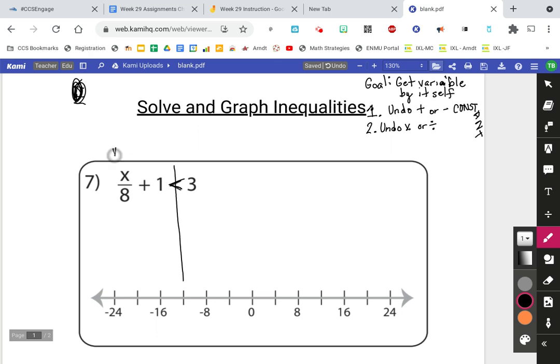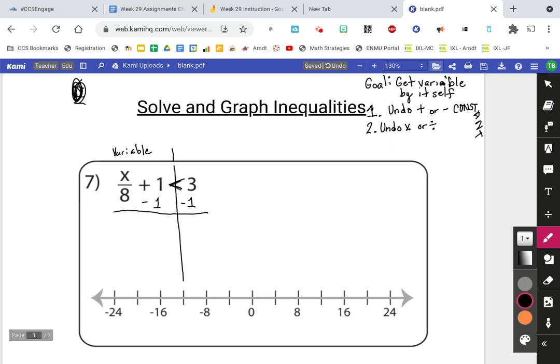Our variable is over here on the left, so we need to focus our efforts on the left. The first thing we're going to look for is the constant, or the number without a variable. That positive 1 is our constant. The opposite of positive 1 is negative 1. You could also think of it as the opposite of adding 1 is subtracting 1. Either way, it looks the same and it works. Remember, what we do on one side, we must do to the other.